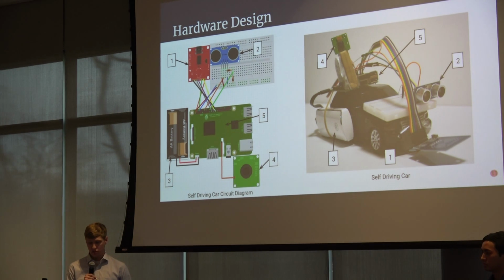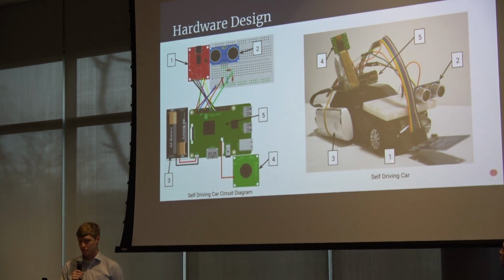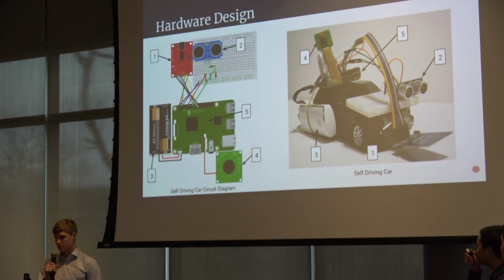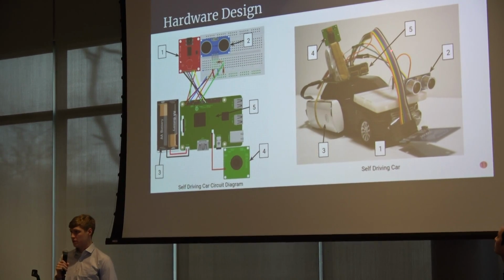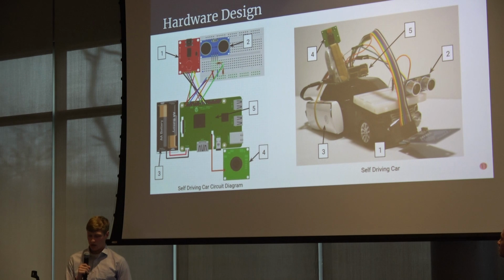We have the circuit diagram of our self-driving car, which is on the left here. And then on the right, we have the self-driving car itself. Number 1 is our RFID reader, which is for the local positioning system. Number 2 is the ultrasonic sensor, which is used for object detection. Number 3 is our power supply, so we just use an external battery. Number 4 is our camera, and number 5 is our Raspberry Pi.